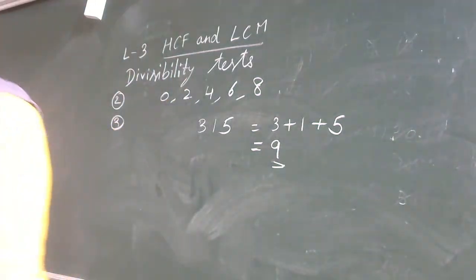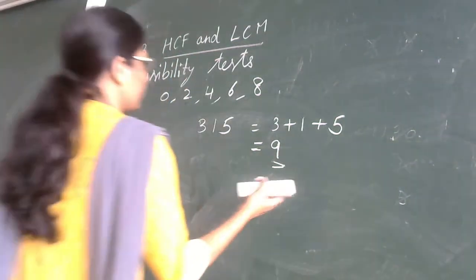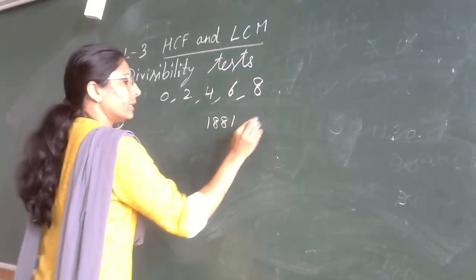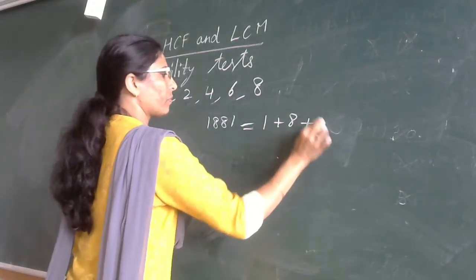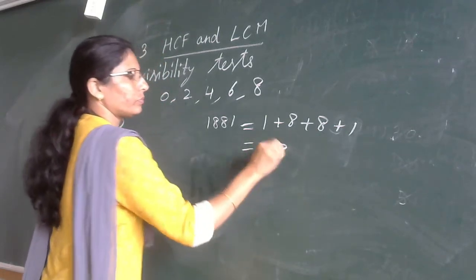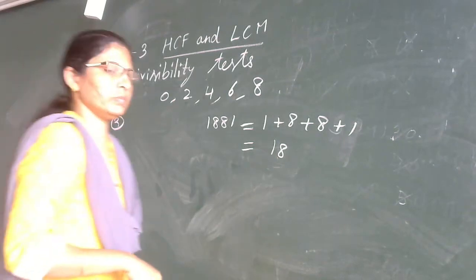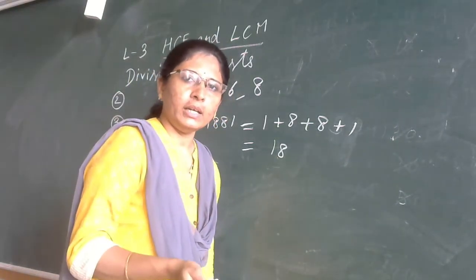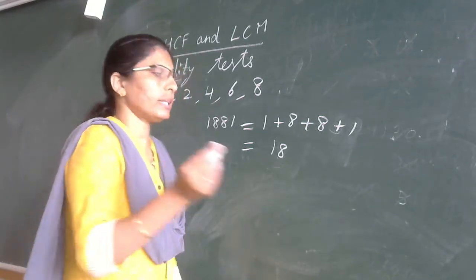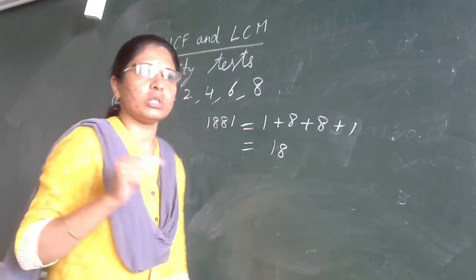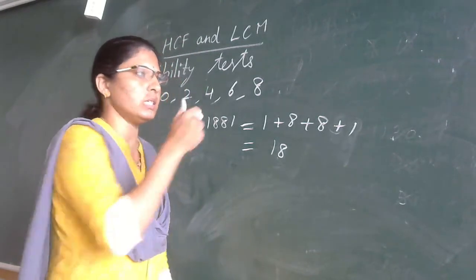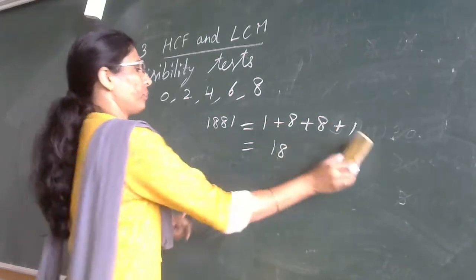Okay, we'll take any large number and add the digits. 18 is divisible by 3. It will come in 3 table. 18 is a multiple of 3. So that means this full number 1881 is divisible by 3. Okay, so this is divisibility of 3.